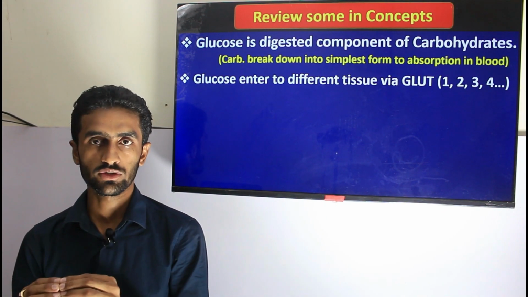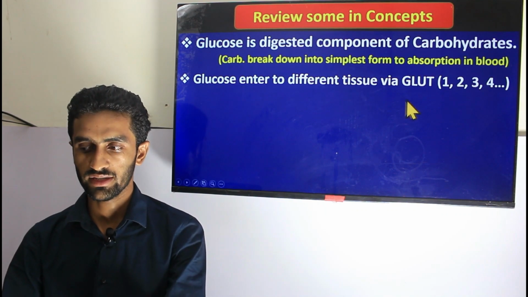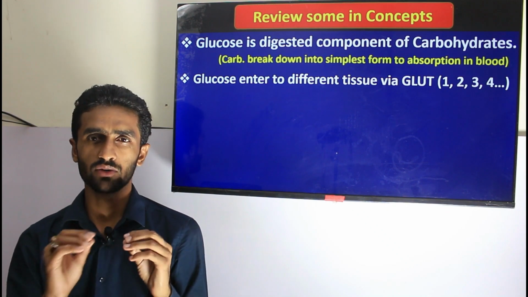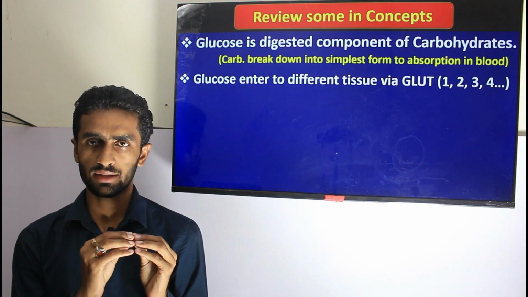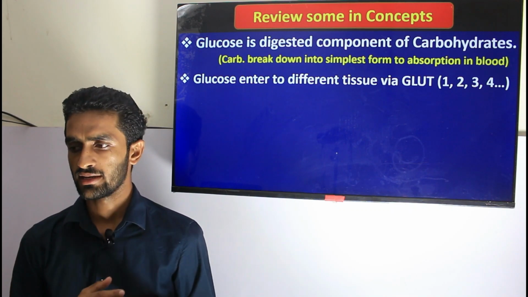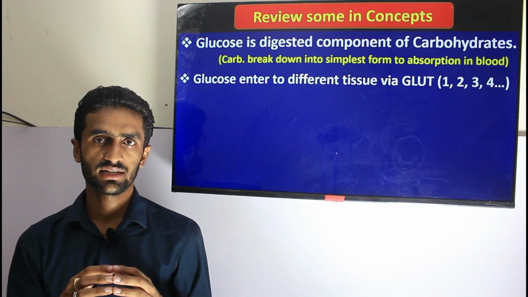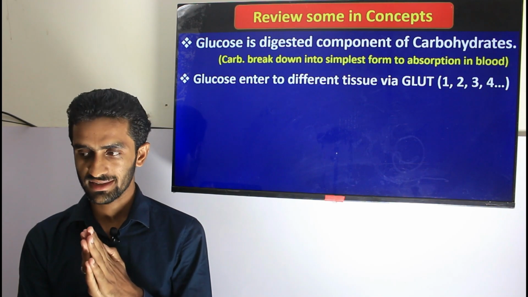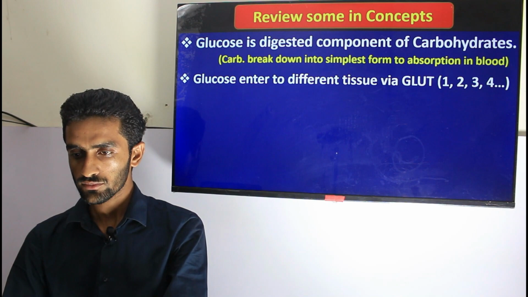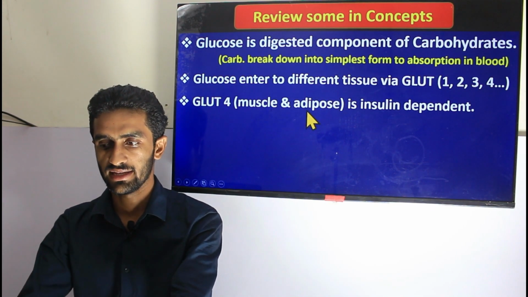When the glucose enters the blood, after that it enters into different tissues. We have GLUT 1, 2, 3, 4. Okay, and you know better, GLUT 1 and 3 are present in the RBC and the brain, while GLUT 2 is present in the liver and GLUT 4 is present in the muscle and the adipose. But the important thing is that only GLUT 4 is insulin dependent. Okay, which is present in the muscle and the adipose.